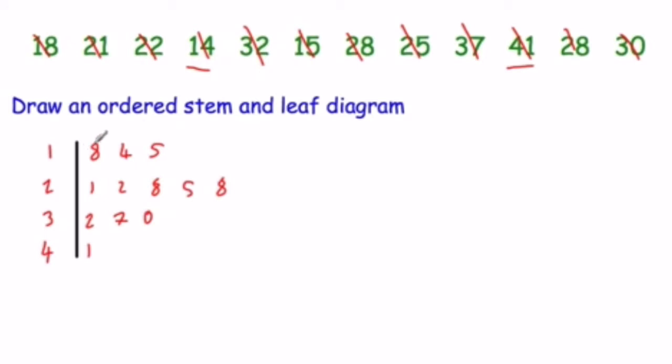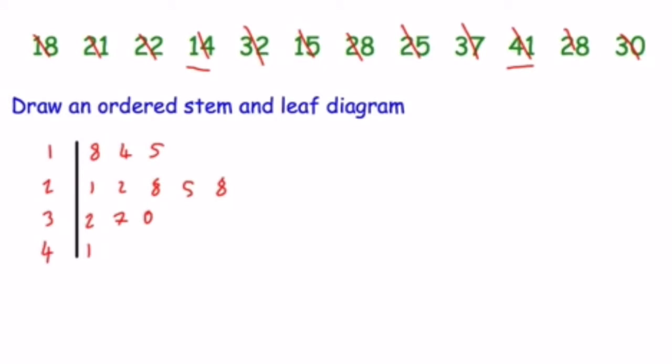So we've got all our numbers, let's just check them. So let's count our leaves. 1, 2, 3, 4, 5, 6, 7, 8, 9, 10, 11, 12. So let's check our numbers. 1, 2, 3, 4, 5, 6, 7, 8, 9, 10, 11, 12. So we've got all of them. But that's an unordered stem and leaf diagram. We were asked to draw an ordered one. So what we're now going to do is put them in order.